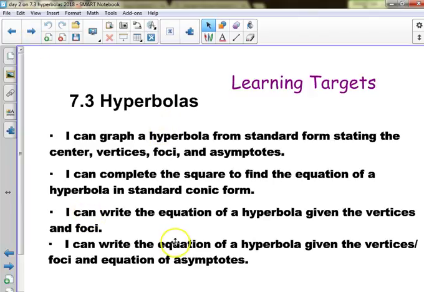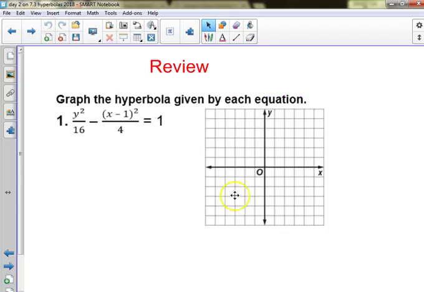Well, here's our learning targets for today, right? We're going to graph some more hyperbolas. We're going to complete the square and talk about eccentricity. But today we're also going to be writing equations of hyperbolas. The first one we have is a review question. Is this at the top of the page? I hope. Okay.